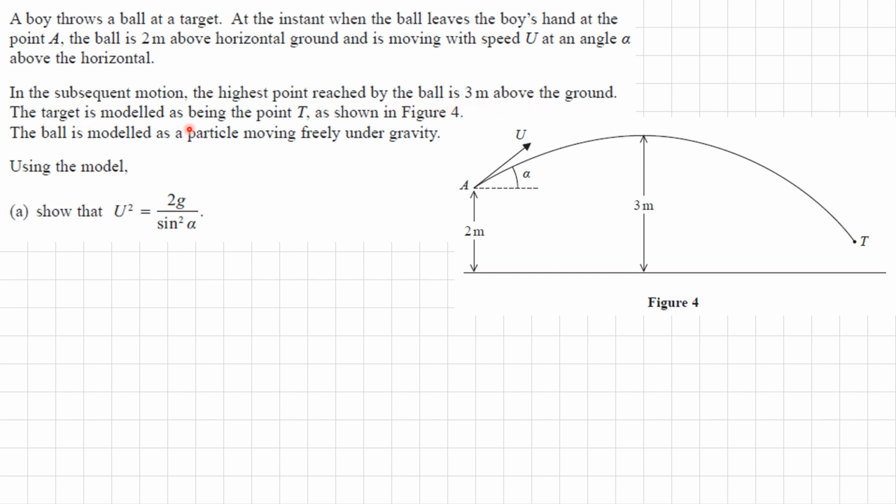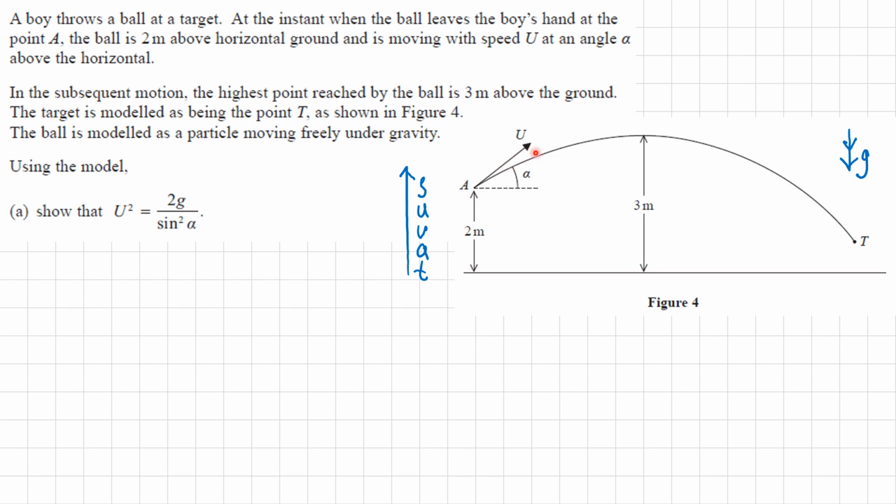The target is modeled as being at the point T as shown in figure 4. The ball is modeled as a particle moving freely under gravity. Using the model in part A, we need to show that u squared is equal to 2g over sine squared alpha. So with any projectile question, in the vertical, we will use suvat because we have a constant acceleration, which is gravity, g, so we'll put that on the diagram.